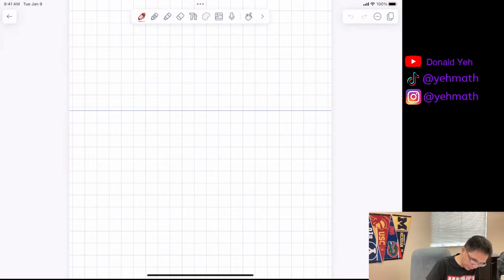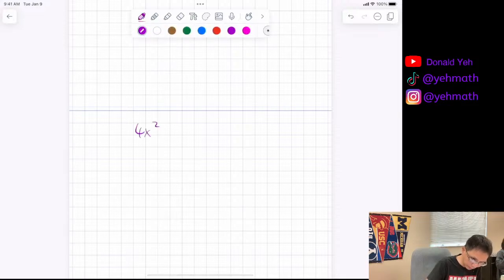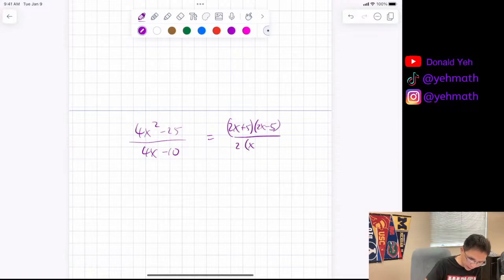4x squared minus 25 over 4x minus 10. Okay, so this one you should have factored, so it'd be 2x plus 5 and 2x minus 5 over 2, factor out the GCF, x, 2x minus 5. So what happened? You're going to see something cancel.